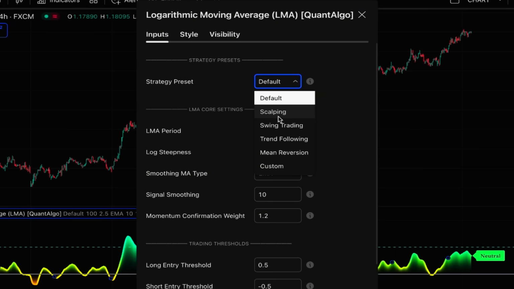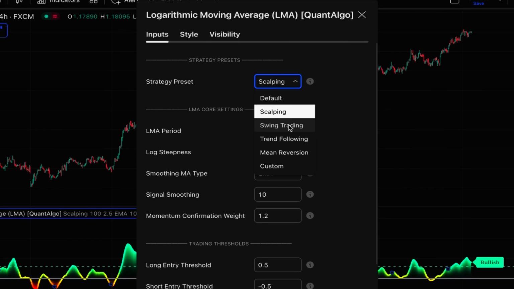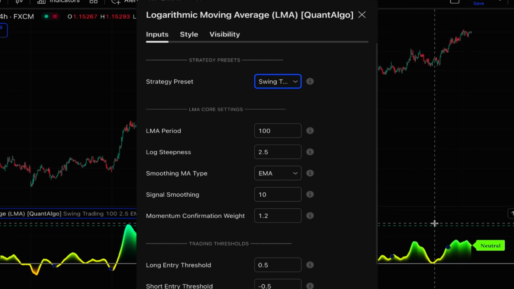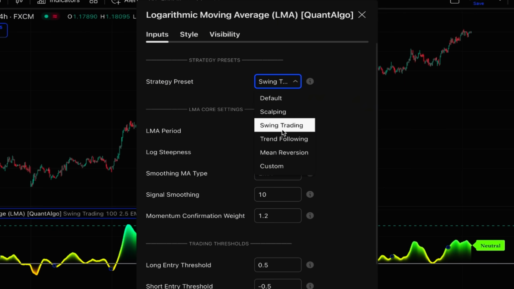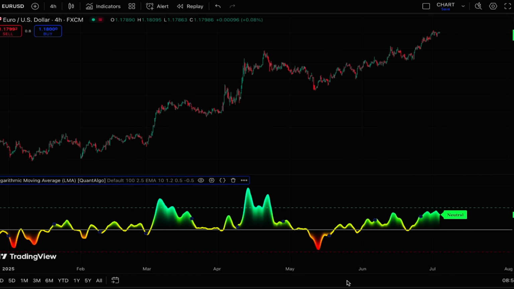If we go to the settings of the indicator, here, depending on your trading strategy, you have different options to choose. For example, when we choose scalping, the dashed line will be placed at 0.3 from the center line, and also other settings related to the calculation of the line will change. Or if we change the preset to, for example, swing trading, here the dashed line will be placed at 0.7 from the center line. So depending on your trading strategy, if it is scalping, swing trading, trend following, or mean reversion, you can choose the appropriate preset here. I choose default, which is a good option for the trading strategy that I am going to explain.